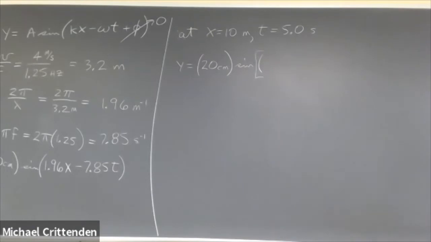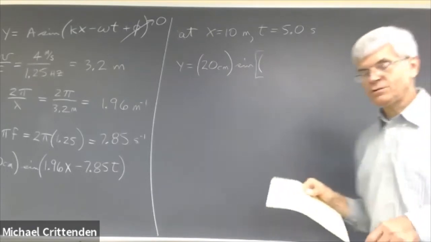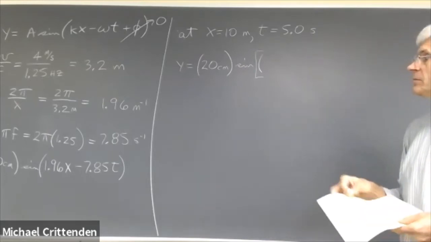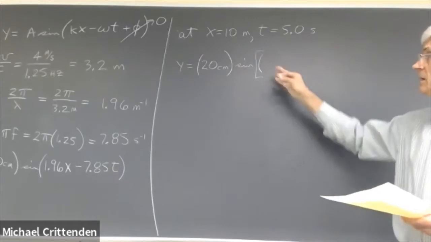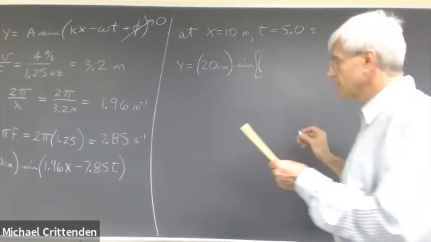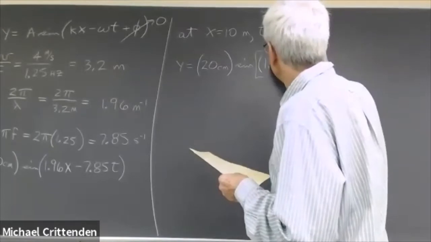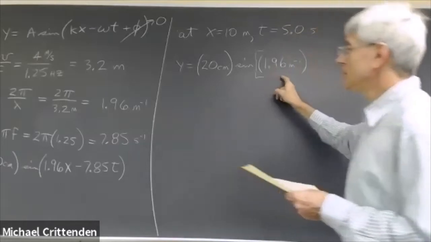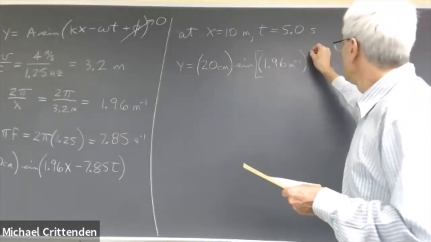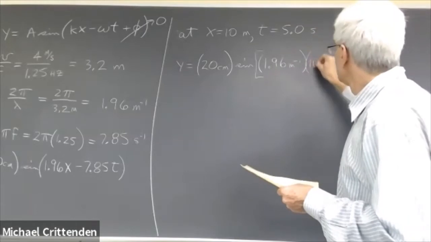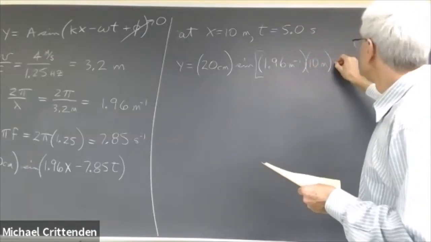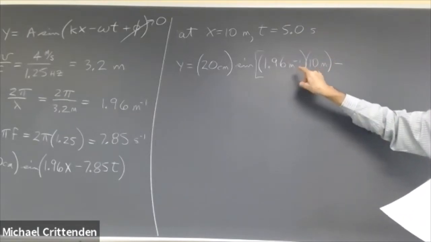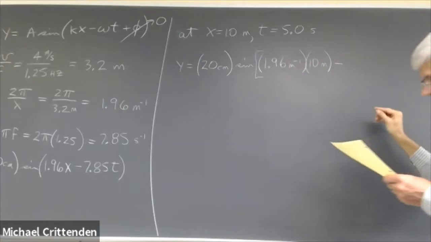And as I'm sure you've noticed by now, I don't generally fill in the units on every single intermediate step when I'm solving a problem, but let's fill them all in here just so you see how they work. 1.96 meters to the minus 1 for the wave number, and then x is 10 meters. So you see meters divided by meters cancels out, and you're left with a dimensionless number here.